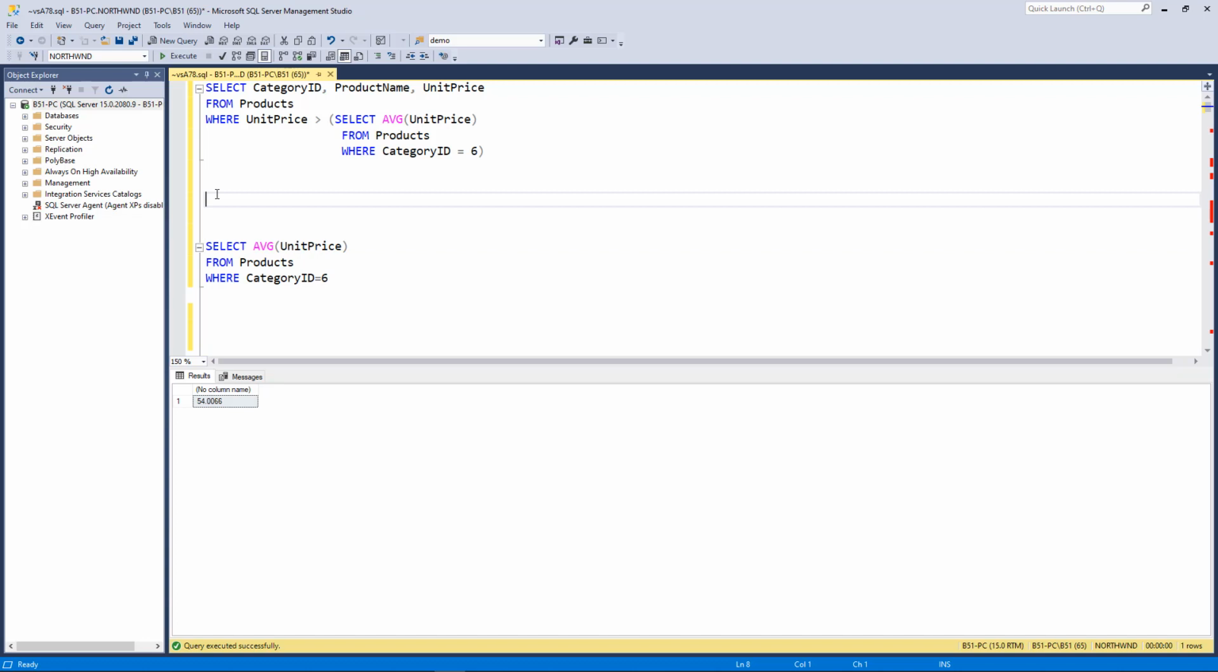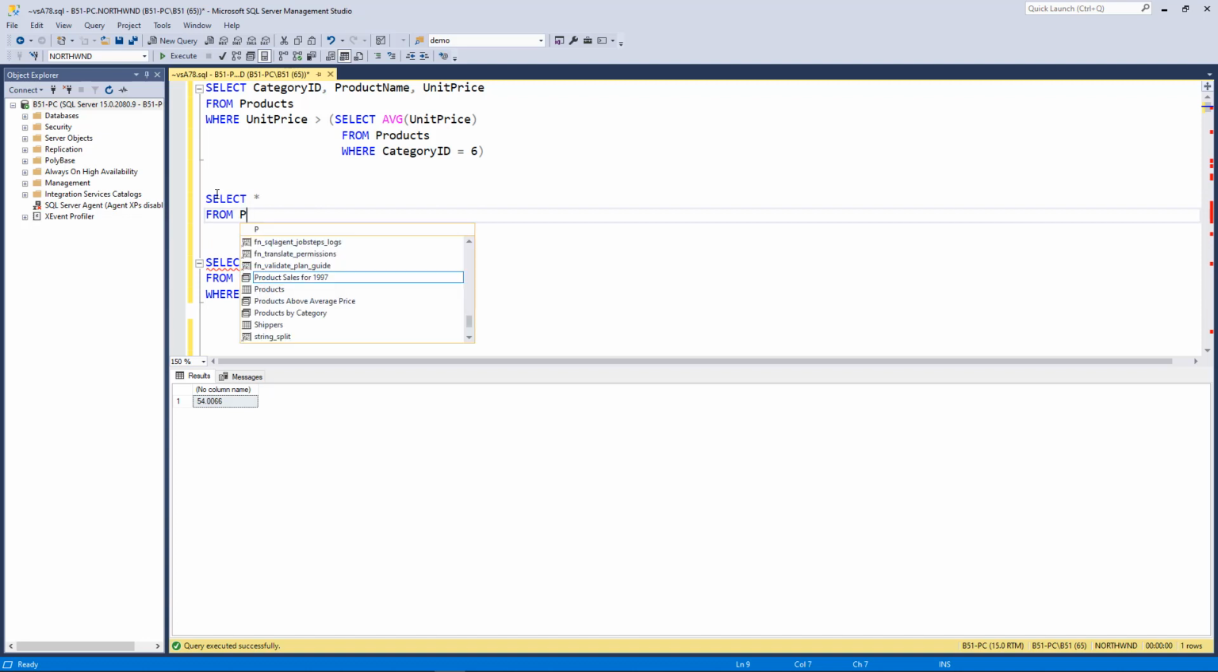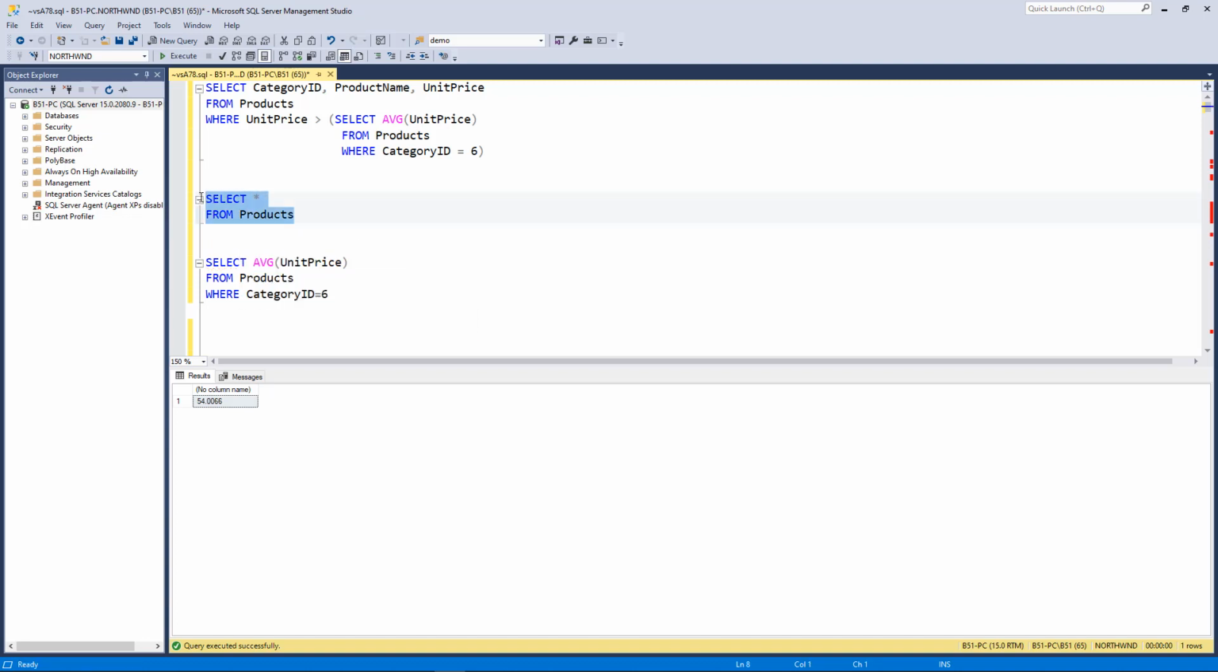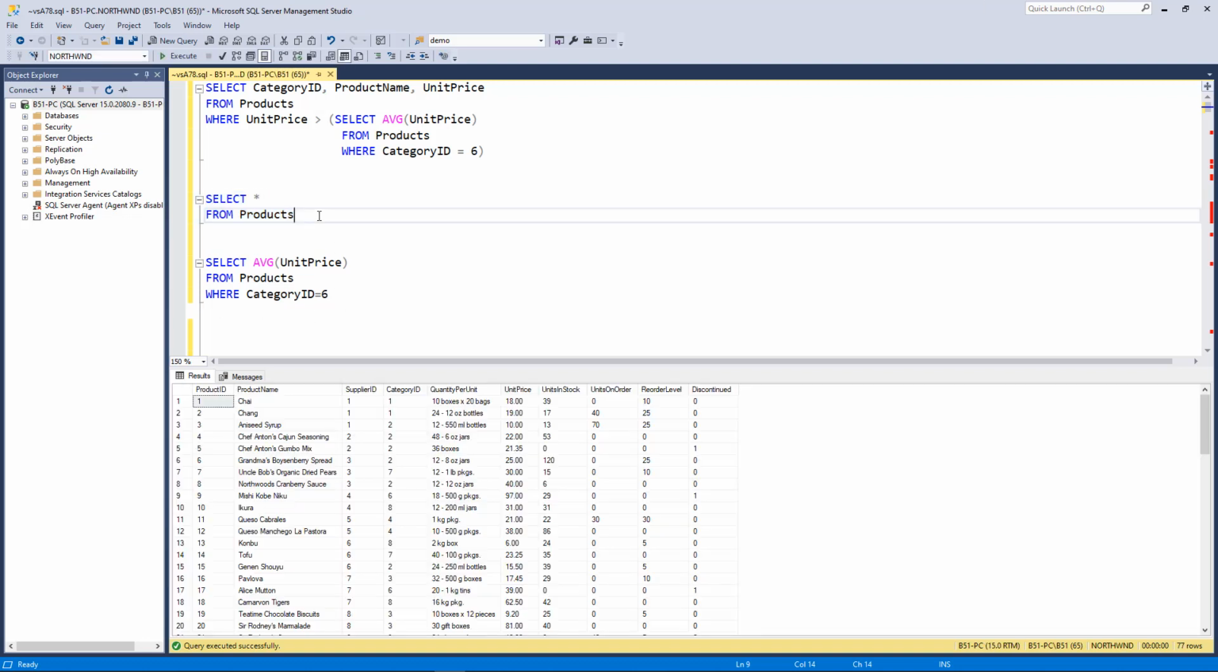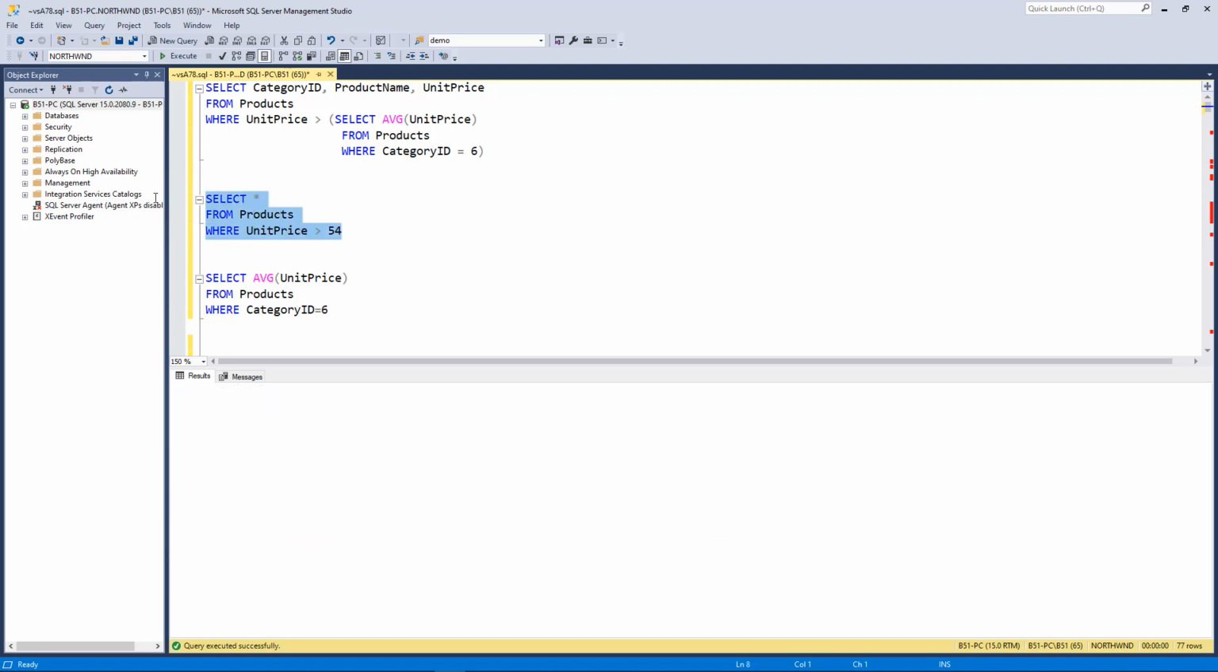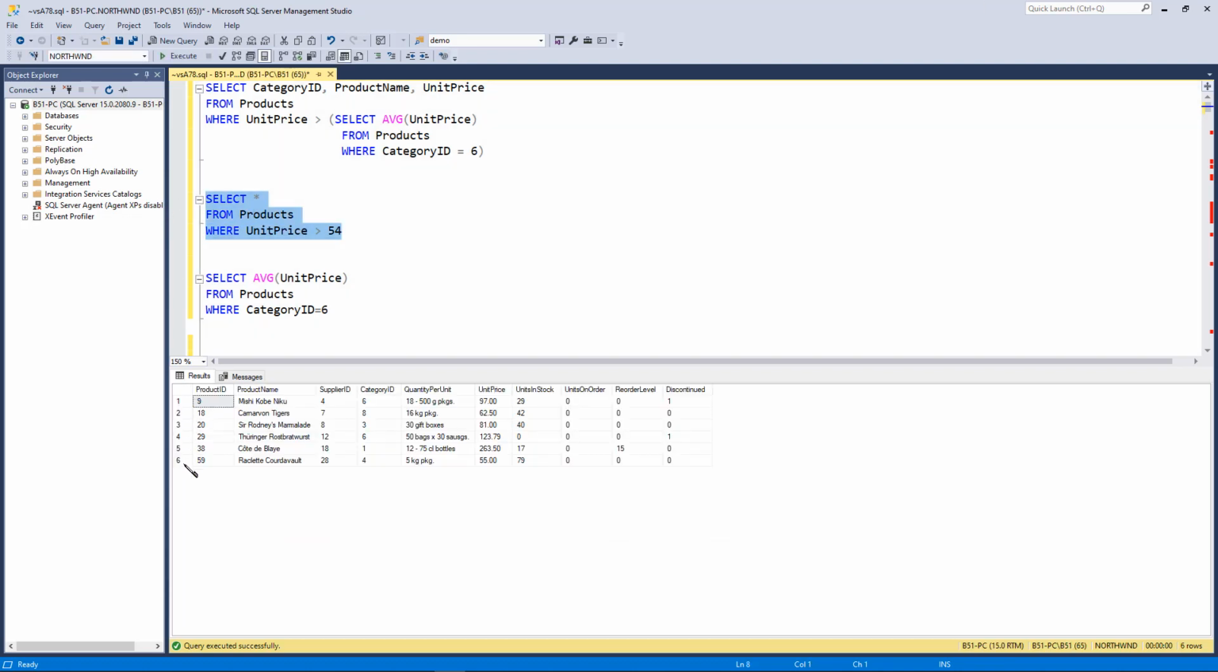After that, let's go to the main query. We have the select asterisk from the product. And what we want is the unit price where the unit price is higher than 54. We get all the unit prices which are higher than 54 when running it. We get 6 products. We see all of their unit price is higher than 54. But we don't know the value 54. We just know that we want the average price of category 6.